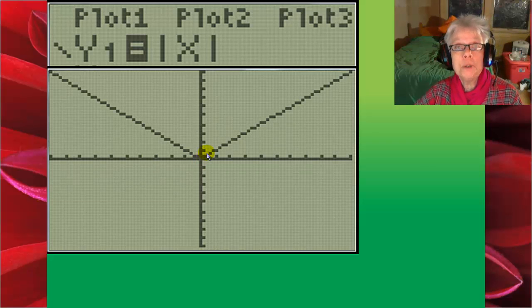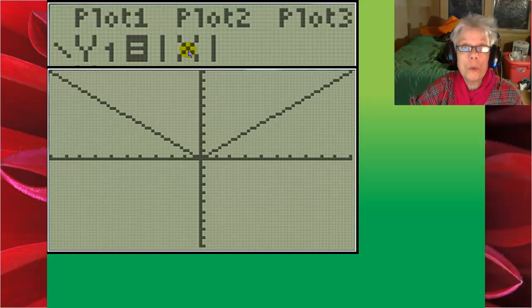This is a graph you may not have seen before. This is the graph of y equals the absolute value of x. Remember the absolute value function. It turns every number positive. Like y equals the absolute value of negative 2 is 2.